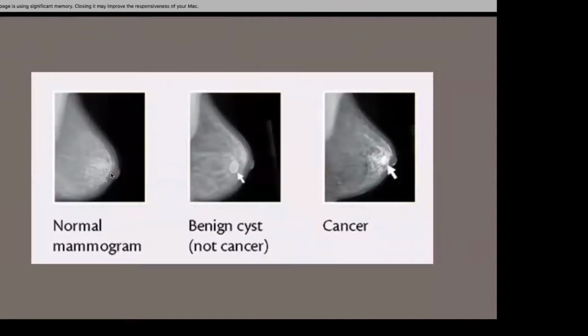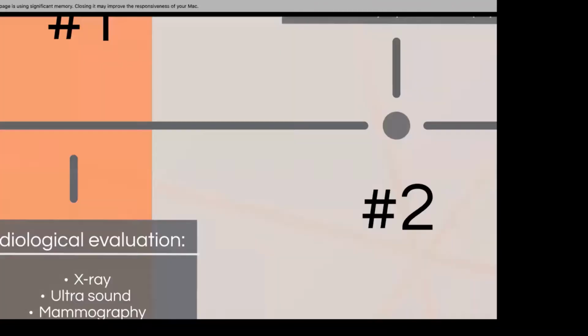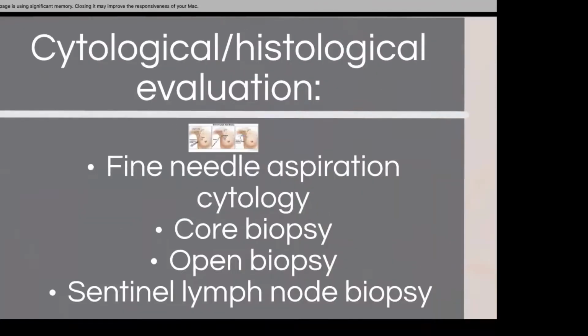Here we have 3 pictures. Over here, this is just a normal breast. Over here, there's a benign cyst, and here we have a cancer. Right. Now the histological evaluation. We use fine needle aspiration cytology. We use core biopsy. We also use open biopsy, and we have the sentinel lymph node biopsy.